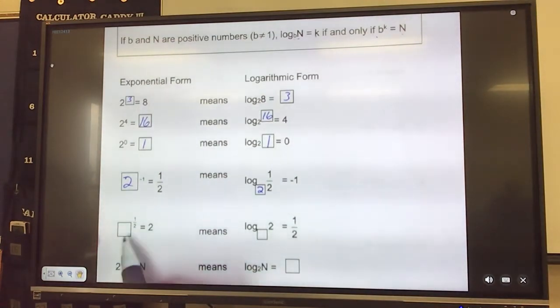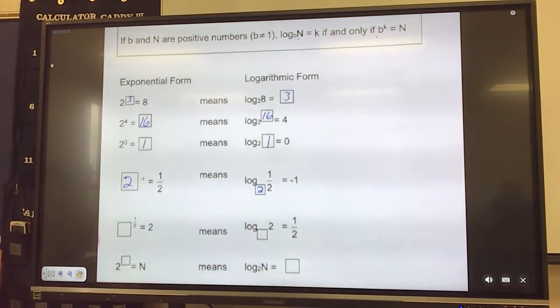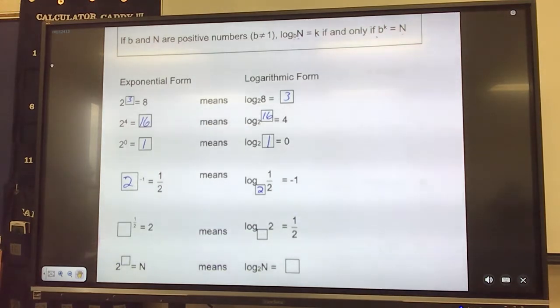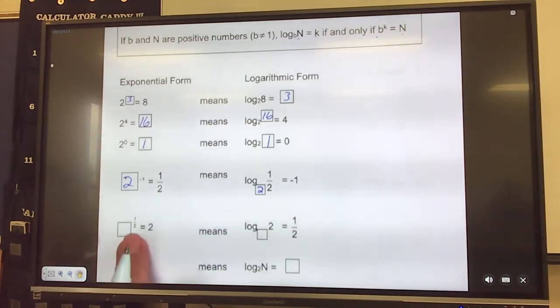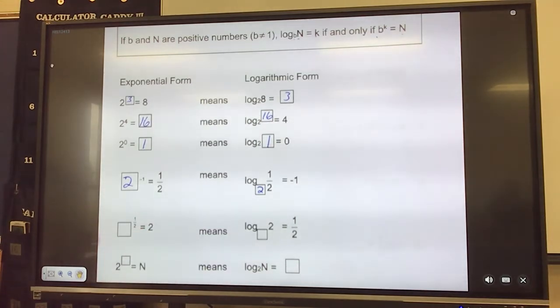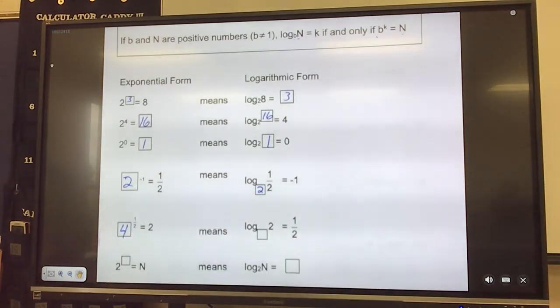Now, what to the 1/2 power is 2? If I put a negative 1, then that's going to give me a 1 for my power. So it needs to be bigger. What's 1/2? 1/2 of what number is 2? 4. So 4 to the 1/2 power would be 2.